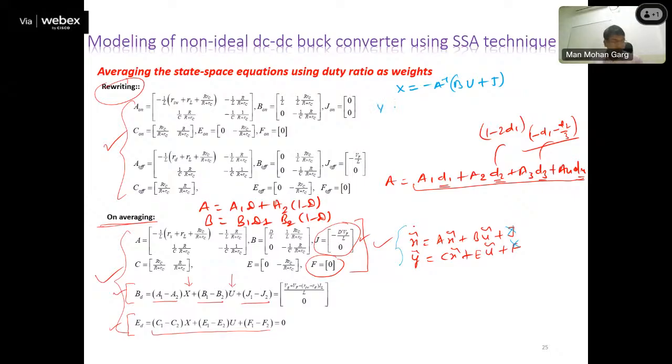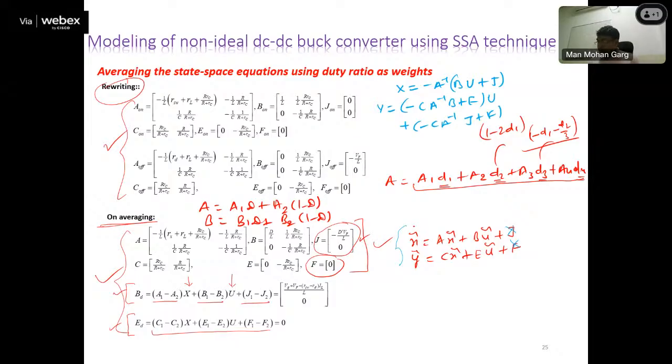And your Y now will be minus C A inverse B plus E, times U. So this was the earlier one, right? But now it will be added with minus C A inverse J plus F, and nothing in multiplication. You can derive it as homework. Can anyone tell why this is happening?